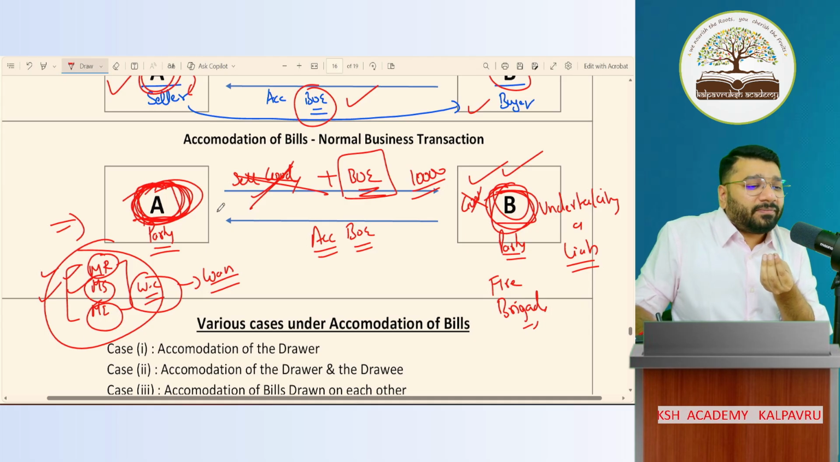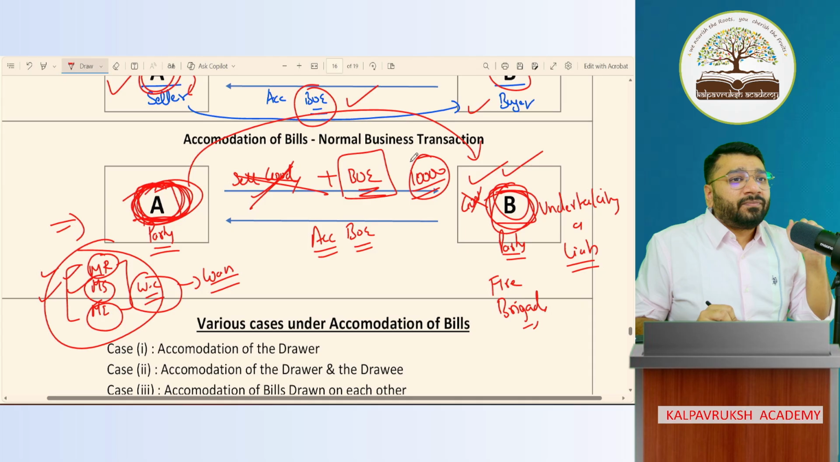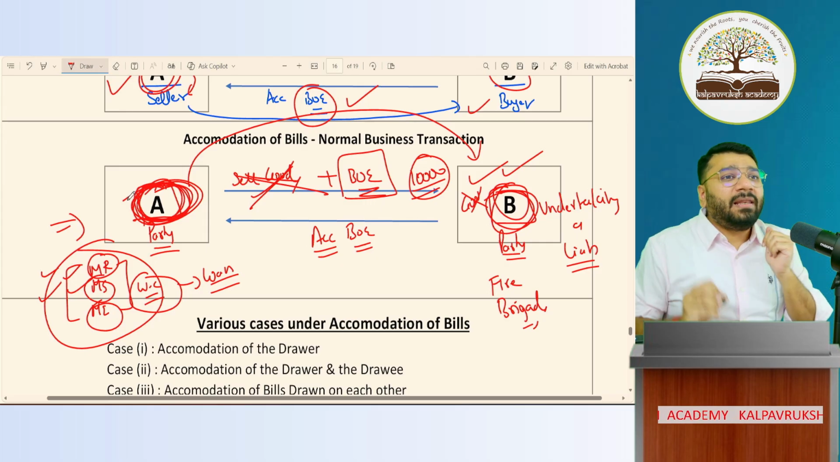I'll give one bill to you for 10,000 rupees. You please accept it as a liability and give it back. Now B has an intention here to help A. So what will B do? B will accept the bill and give it back.